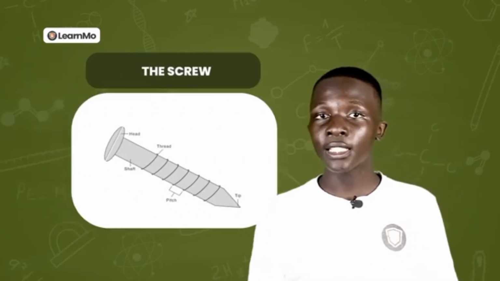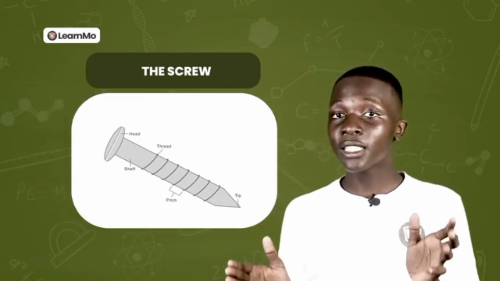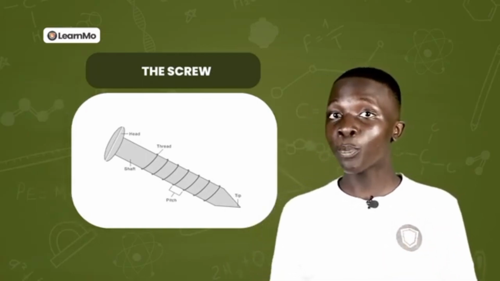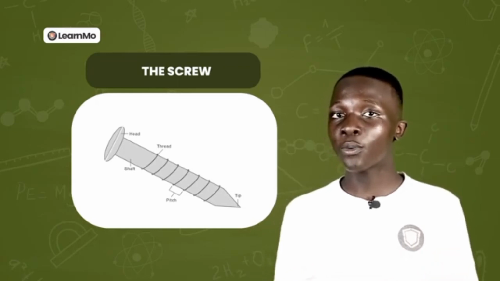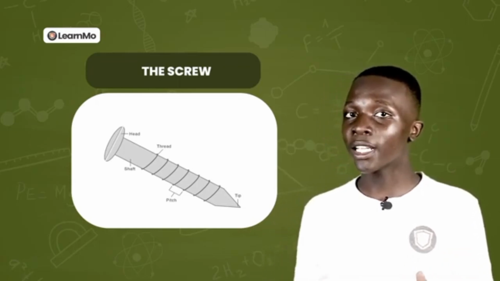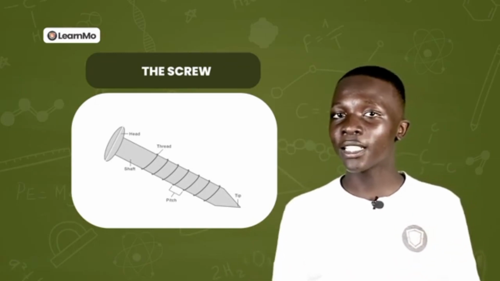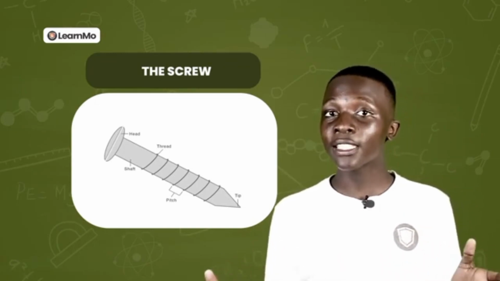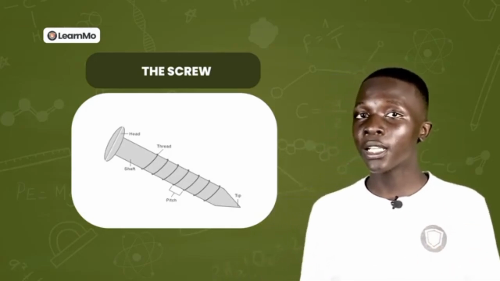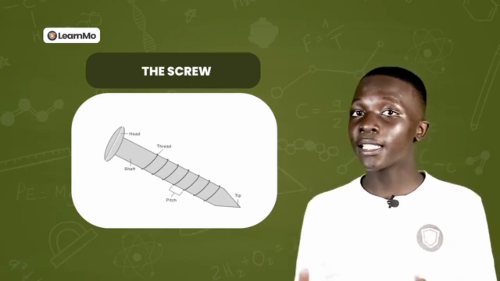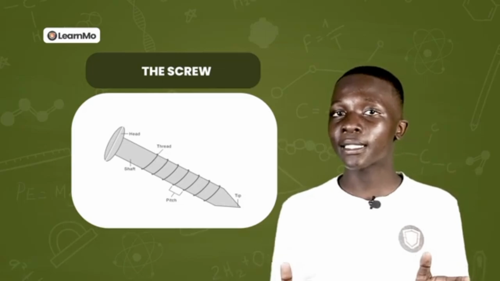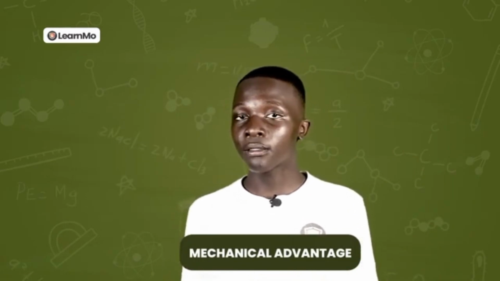Lastly on our list, the screw. This is a short, slender, sharp-pointed metal pin with a raised helical thread running round it and a slotted head, used to join things together by being rotated, and passes through the wood and other materials, and is held tightly in place. Let's now move on to what mechanical advantage and velocity ratio mean.